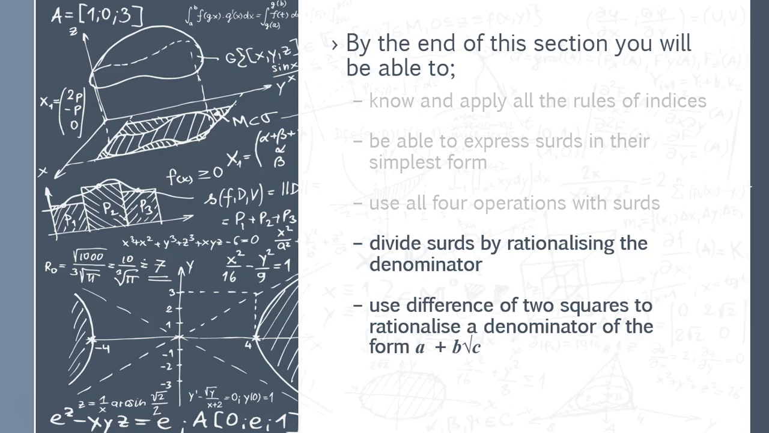And then also we've got to be able to use difference of two squares to do this when the denominator is in a certain form. So you should already have seen difference of two squares, definitely at GCSE. You might have already been introduced to them again as part of your A-level studies, but if you're not sure what difference of two squares is, it would be well worth your while going back and having a look at that before you launch into this section.